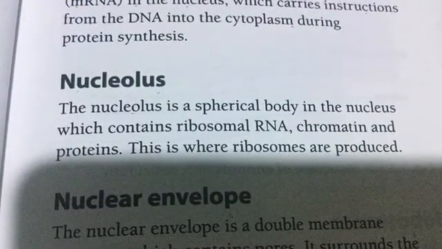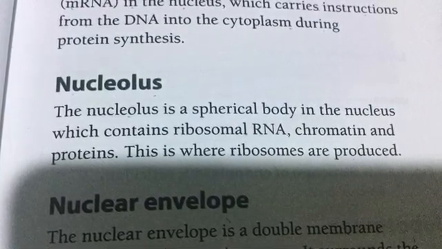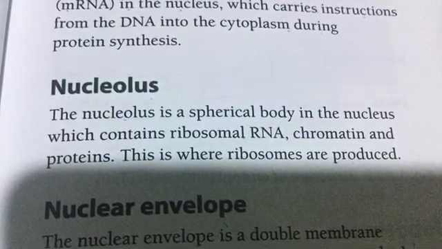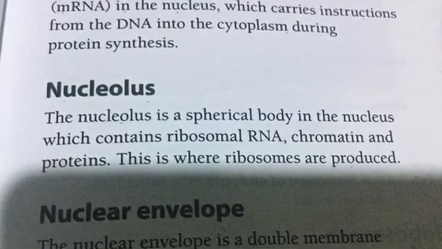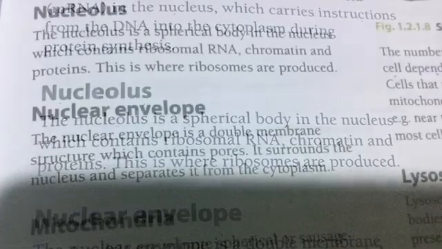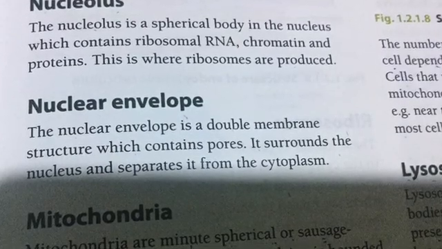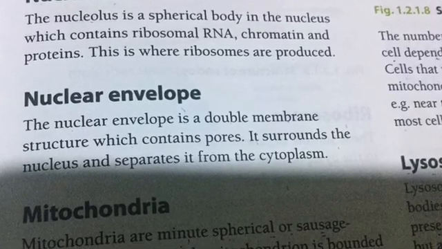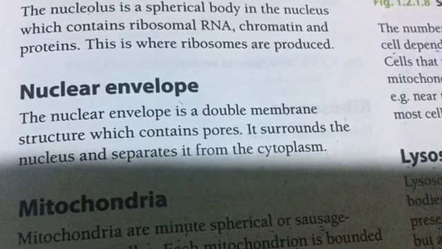Nucleolus. The nucleolus is a spherical body in the nucleus which contains ribosomal RNA, chromatin, and protein. This is where ribosomes are produced. Nuclear envelope. The nuclear envelope is a double membrane structure which contains pores. It surrounds the nucleus and separates it from the cytoplasm.